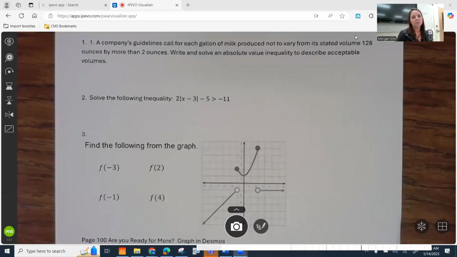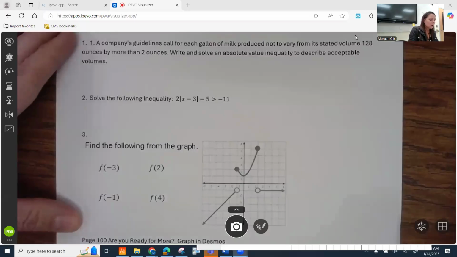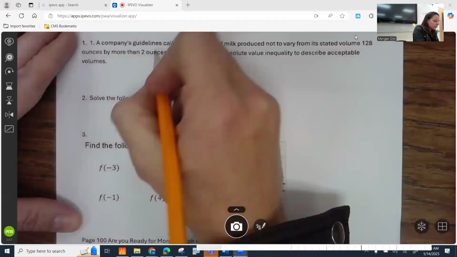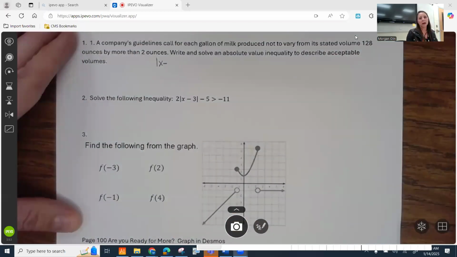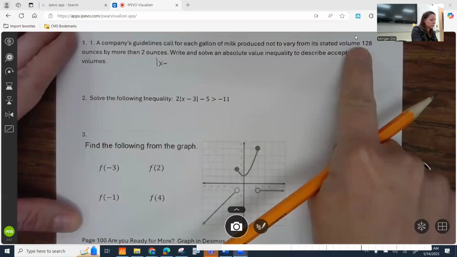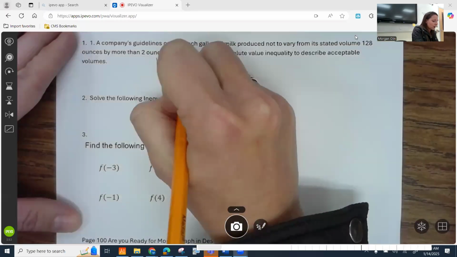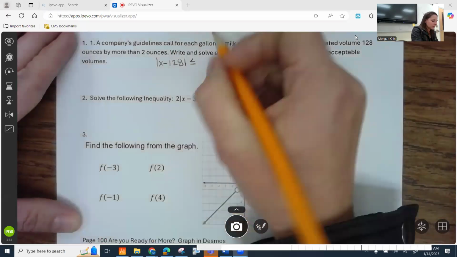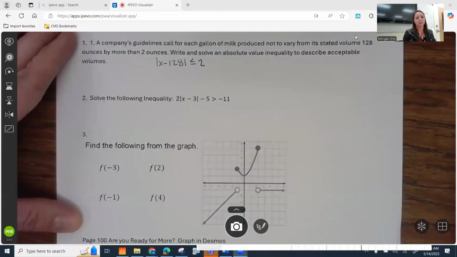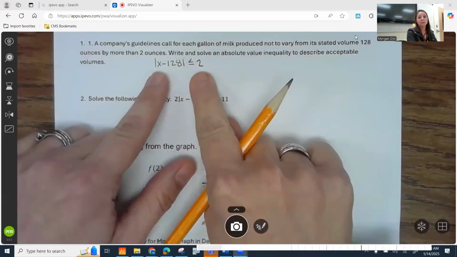Okay, a company's guidelines call for each gallon of milk produced not to vary from its stated volume of 128 ounces by more than 2 ounces. Write and solve an absolute value inequality to describe the acceptable volumes. When we talk about the word problems of these, we always did the absolute value of x minus what the optimal amount is. So each gallon of milk should have a volume of 128. That's what we want it to be. Then less than or equal to 2 is what it can vary by. That's what we put on the other side. That's our margin of error, our tolerance. So if they want you to write the inequality, this is what it looks like.